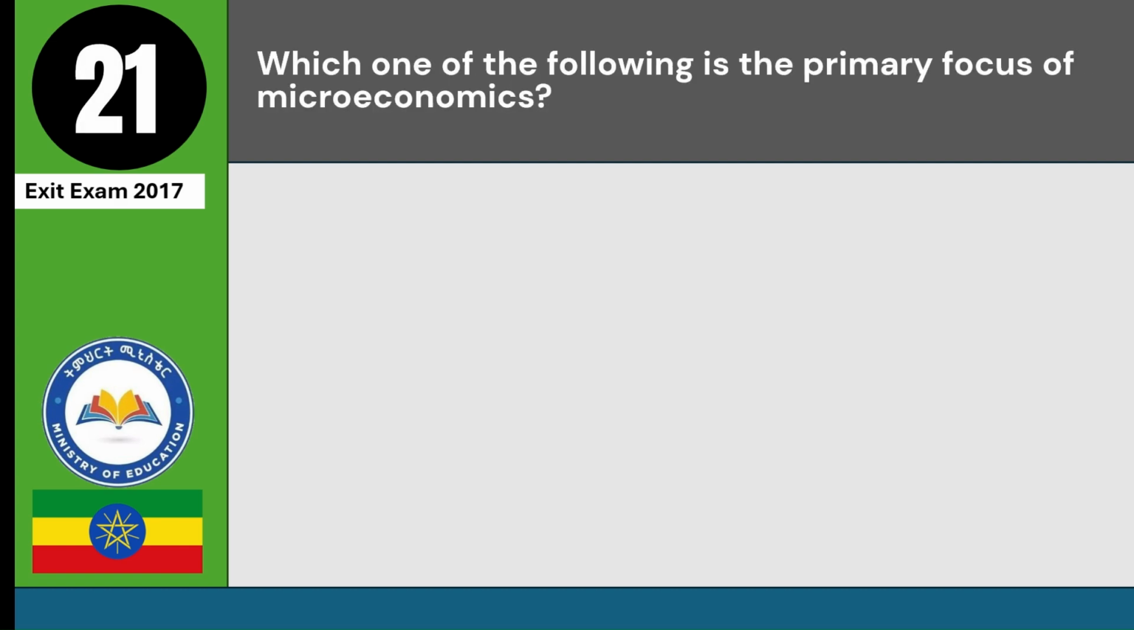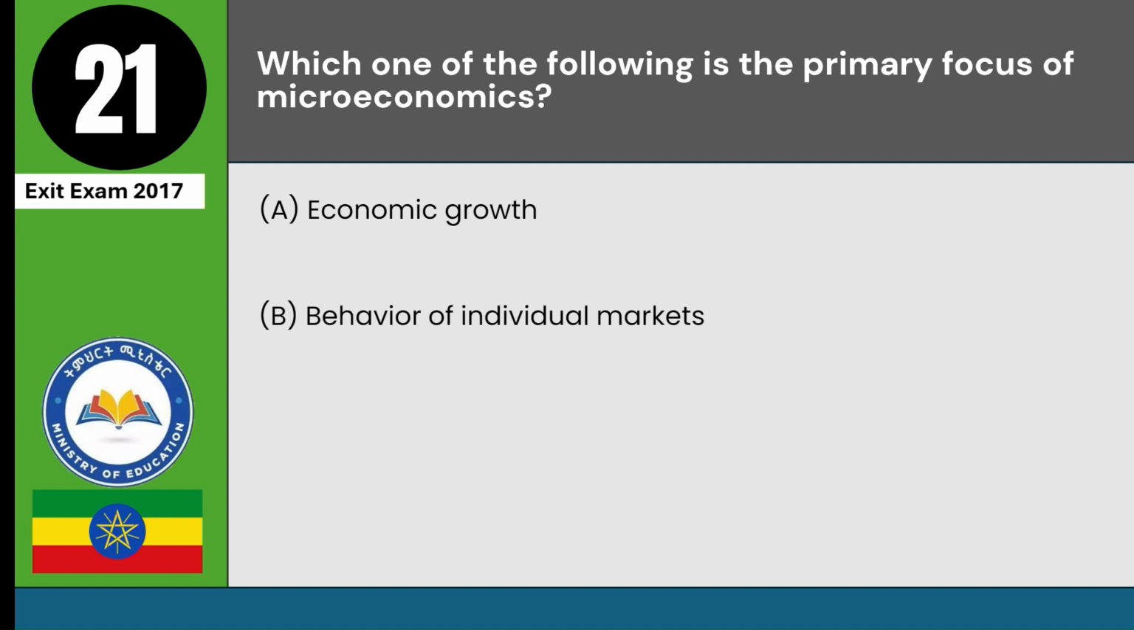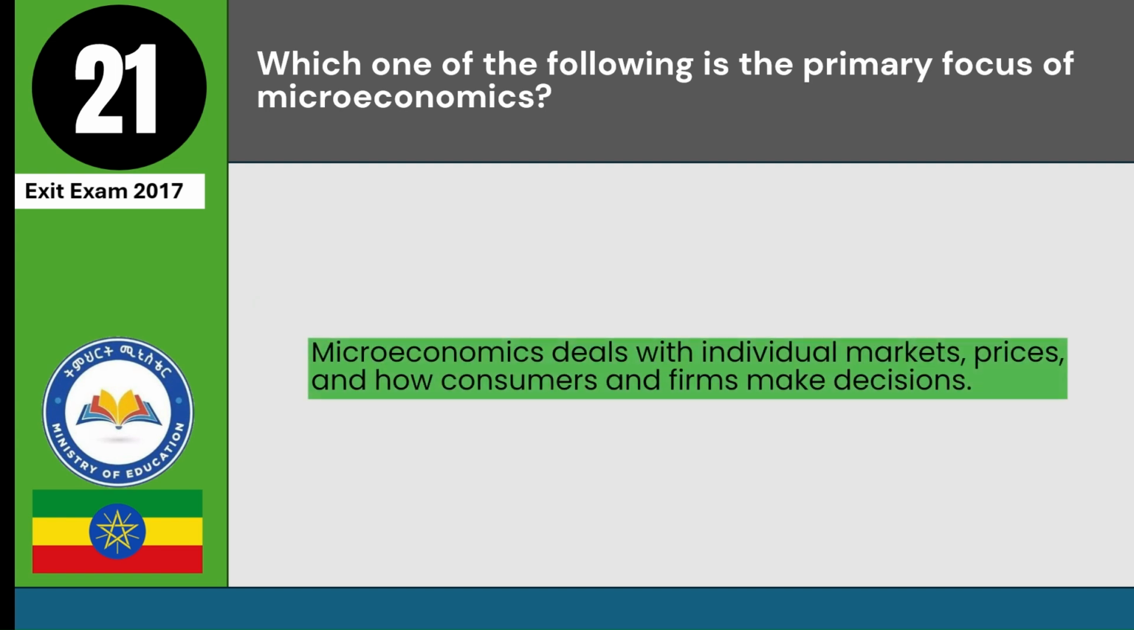Which one of the following is the primary focus of microeconomics? A. Economic growth. B. Behavior of individual markets. C. Unemployment. D. Inflation. Answer B. Microeconomics deals with individual markets, prices, and how consumers and firms make decisions.